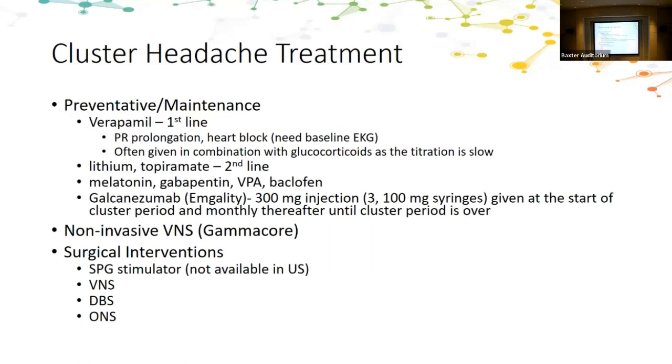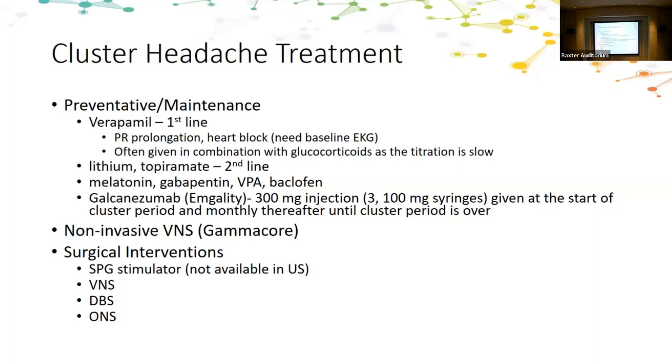You need a baseline EKG because you're at risk for PR prolongation and heart block. And that's often given in combination with glucocorticoids just due to the slow titration of the verapamil. You can try lithium and topiramate, second line. And then there are a few other preventatives listed. Like I said, not everybody responds to the first line medication, so sometimes you're looking for these other ones.